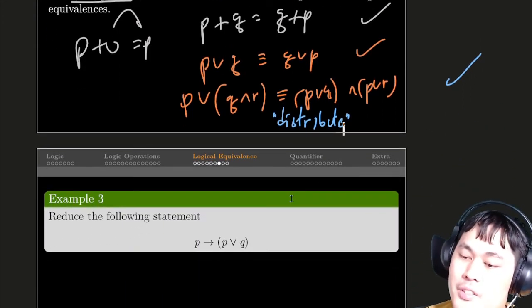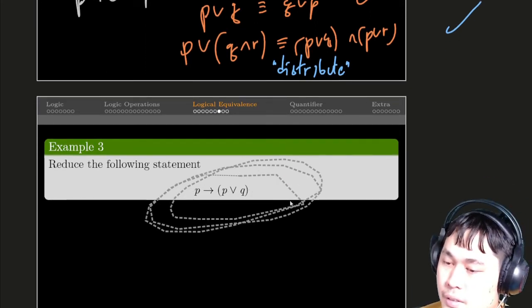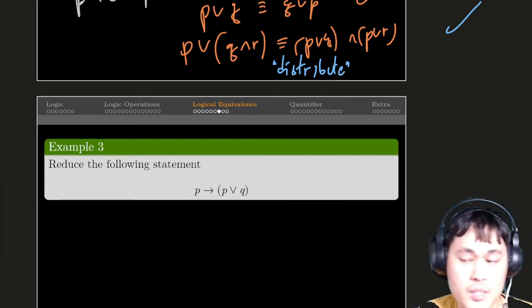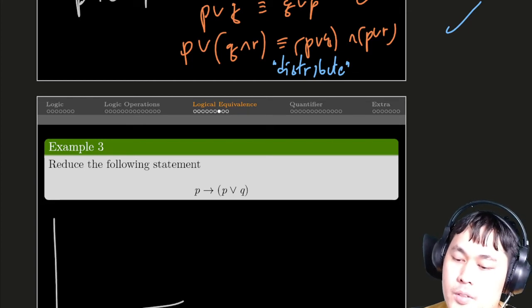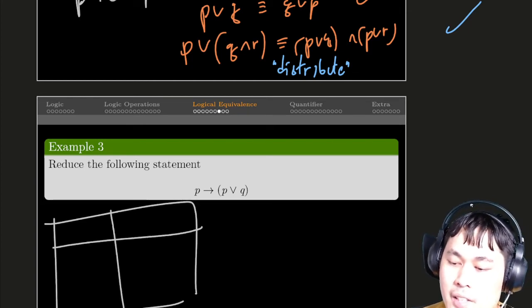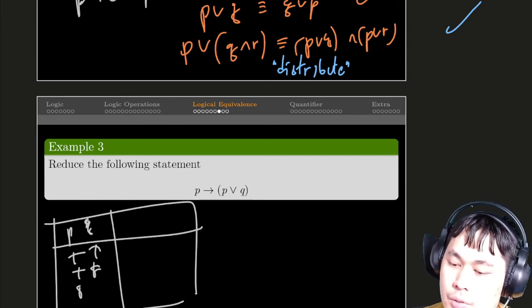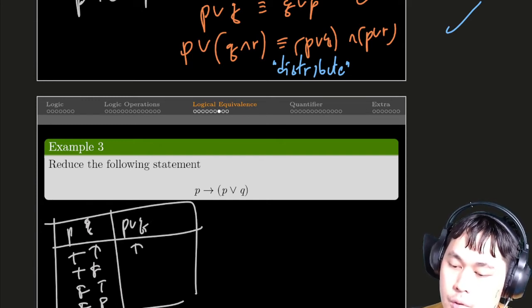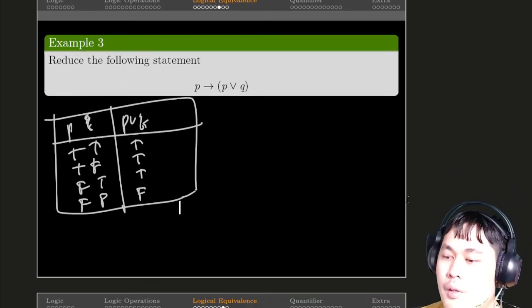Let me give one short example here. We have a statement like P then P or Q. One way to determine the truth value is to use the truth table. Let me construct a table real quick. P, Q, you have true, false, true, and false. You start from P or Q. It gives you true, true, true, and false. Only one case when it's false.